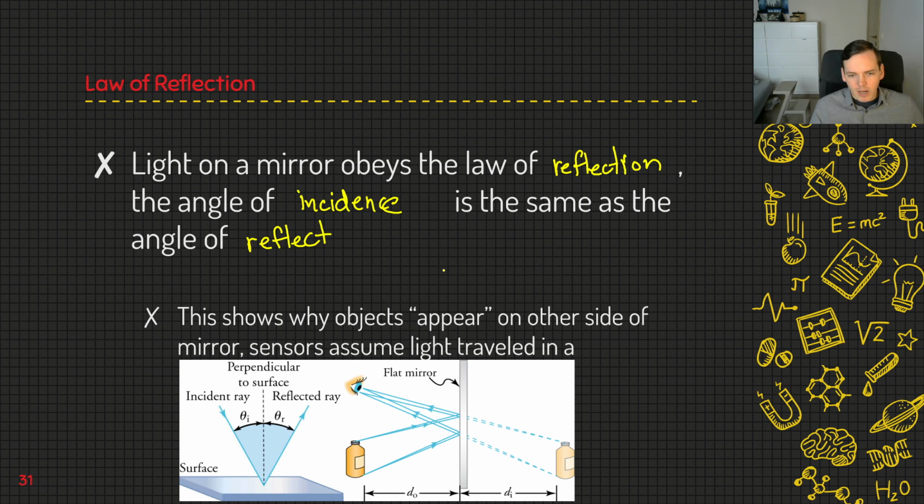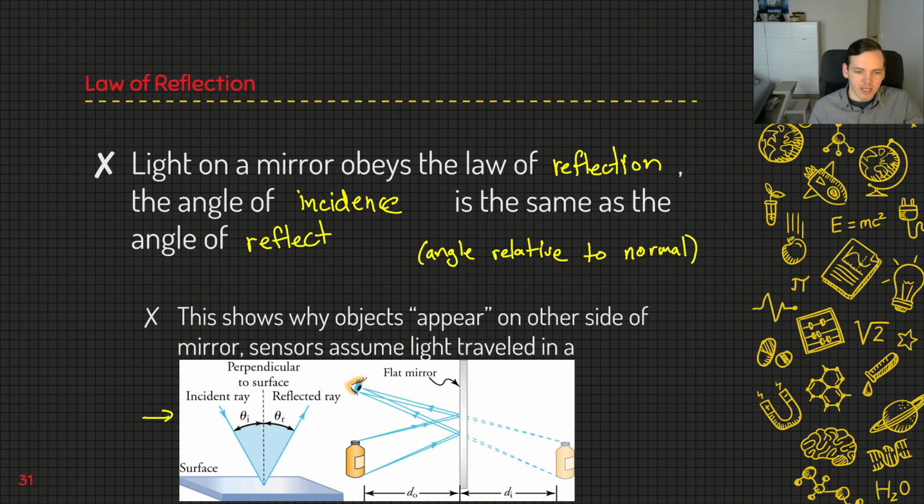And what I want to point out here, just like with refraction, is that the angle is relative to the normal line. So if you look at the diagram down here, you see that the angle coming in is equal to the angle going out relative to that normal perpendicular line.